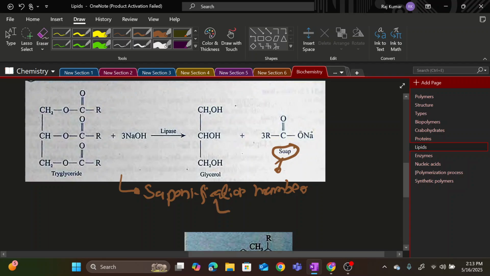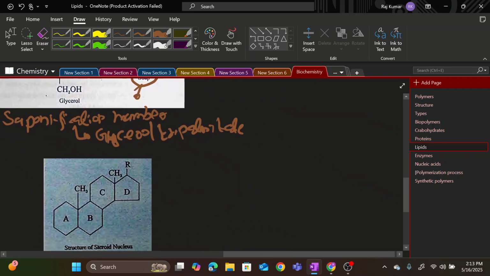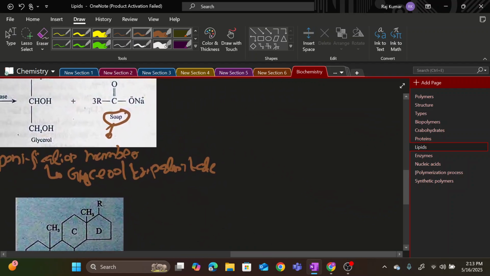For example, if I take glycerol tripalmitate, it requires 168,000 milligrams of sodium hydroxide or potassium hydroxide to saponify 1 mole of glycerol tripalmitate.